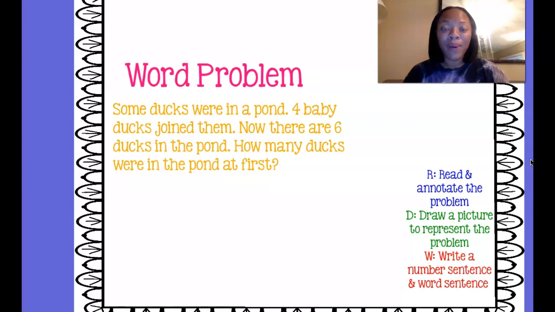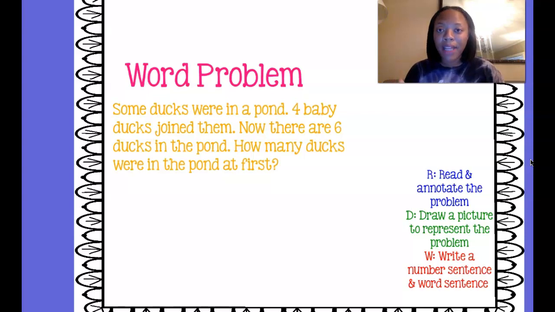I'm going to read it one more time, but now I'm creating a movie in my mind. Some ducks were in a pond. 4 baby ducks joined them. Now there are 6 ducks in the pond. How many ducks were in the pond at first? And you can take a moment to create that movie.